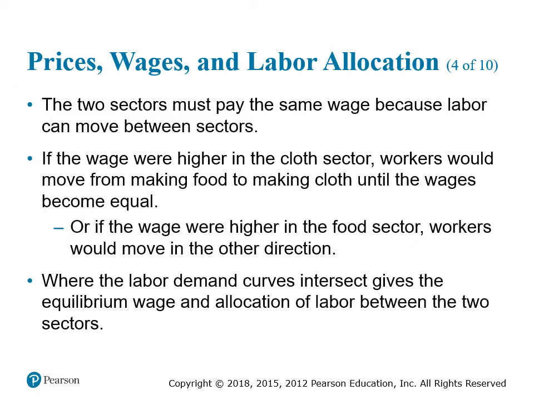So as I said, the allocation of labor, or how many people will work in each sector, depends upon the wages that are being paid by each sector. The first point says that the two sectors must pay the same wage because labor can move between sectors. That means that the salary of those who work in the cloth industry should be the same as for those who are working in the food industry.